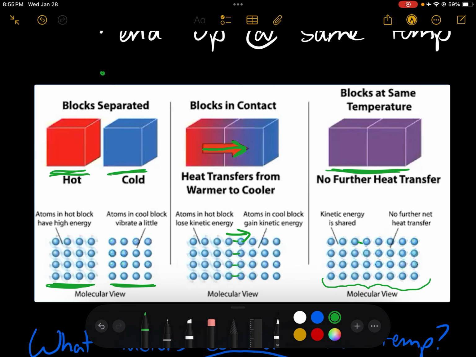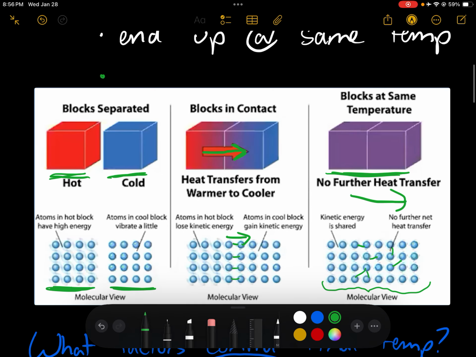However, there's still going to be energy transfer between every single molecule that touches each other, right? Or is close to one another. But we're no longer seeing a net movement this way. Instead, we're seeing a lot of little movement from molecule to molecule to molecule. So again, energy is still moving, but we no longer see a unidirectional net movement anymore. Okay?